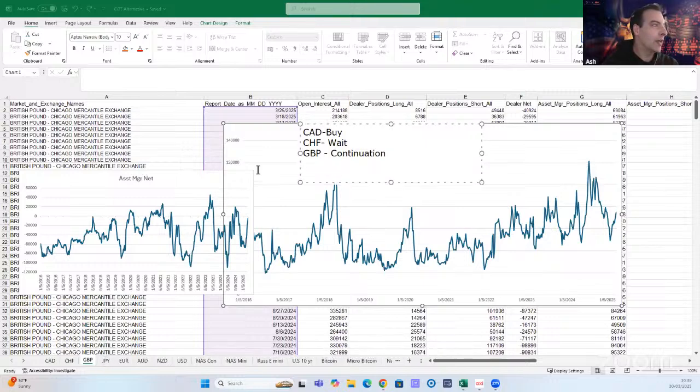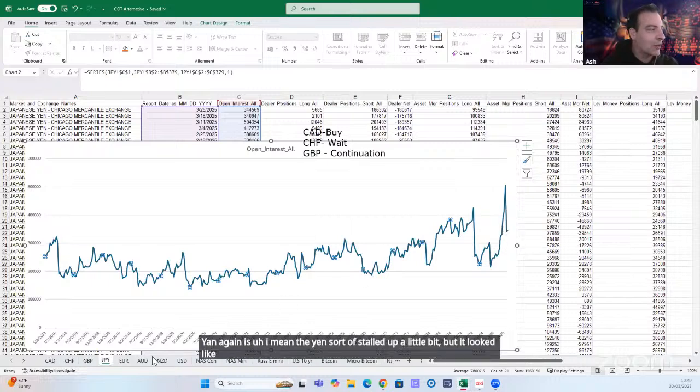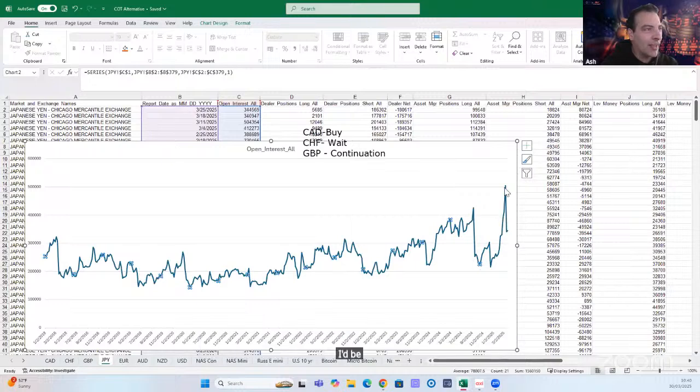Let's have a look at the yen. The yen again, I mean, the yen sold off a little bit, but it looked like it held a bit last week. I'd be waiting on that one maybe. It's not really at an extreme, so not quite as interested in that one.